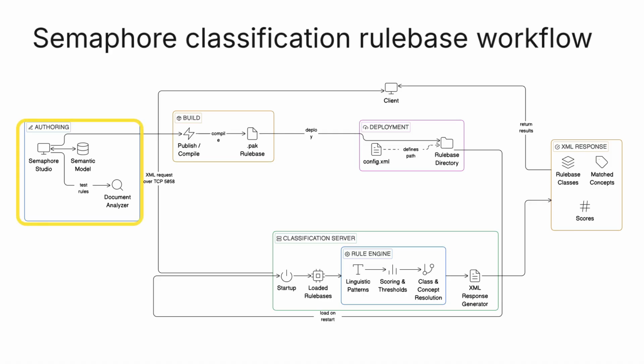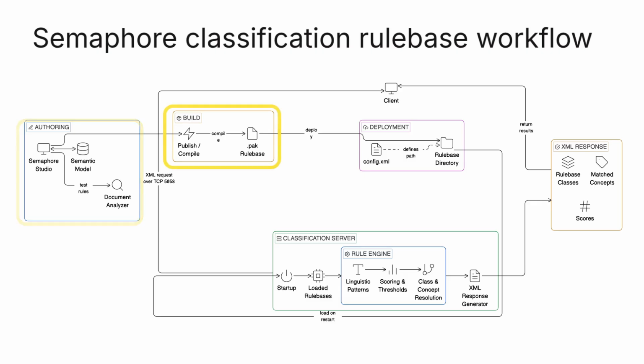Using this diagram, let's examine how the classification server works with a rule base. We start on the left with authoring. Using Semaphore Studio, authors create a semantic model that defines concepts, classes, and the linguistic rules used for classification. These rules can be tested locally using the document analyzer, allowing authors to validate behavior before anything is deployed.